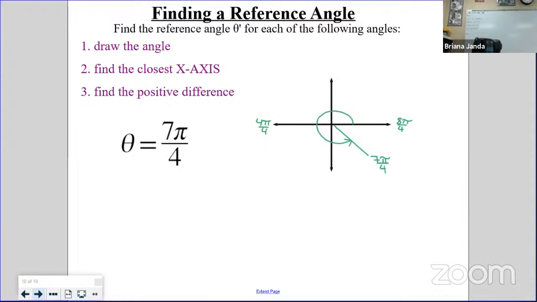Okay, so my closest x-axis this time would be here. What is the distance away? How far away are we from that? 1 pi over 4, right? And in our conversation about like appropriately drawing it, I kind of already told you the answer, didn't I? Because I said, well, full circle was 8 pi over 4, and we were supposed to be 1 away from that. So our reference angle here is 1 pi over 4. That's how far we are from the closest x-axis. Questions?